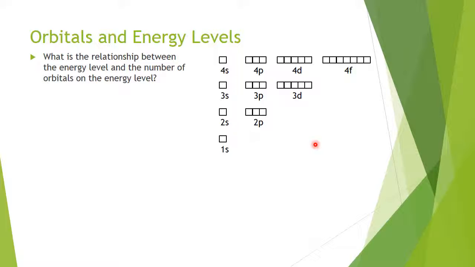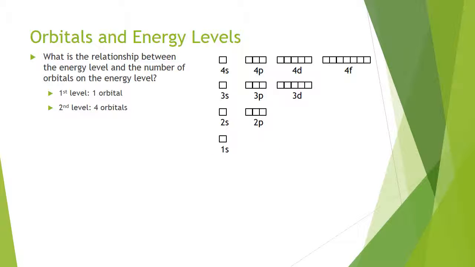So in the first level, how many orbitals are there? In the second energy level, this entire energy level, how many orbitals? In the third, how many are there? Well, let's take a look at that. So the first level has 1 orbital. We can see that very clearly here. There's only the 1s sublevel, 1 orbital there.